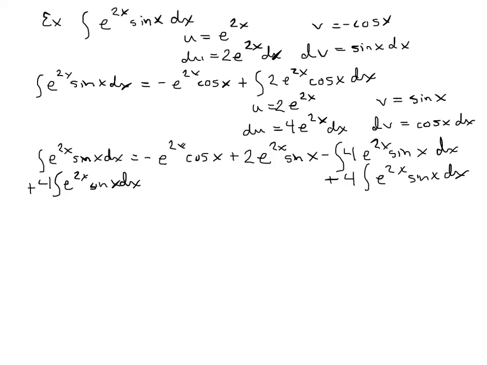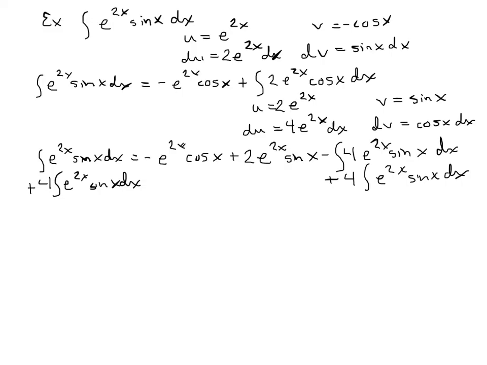And this only happens because of the repetitive nature of e's and sines or cosines. So you can recognize this is an easily recognizable integral. You've got e's and sines, and you know you're going to have to do this integration by parts twice and then add these integrals together.